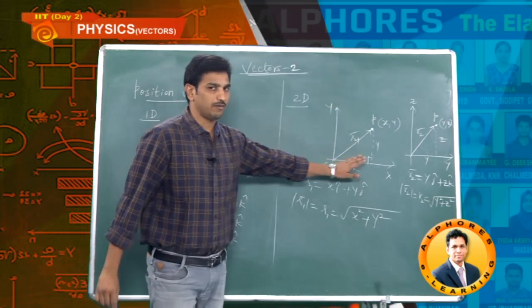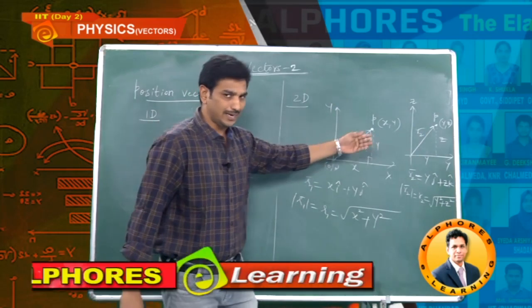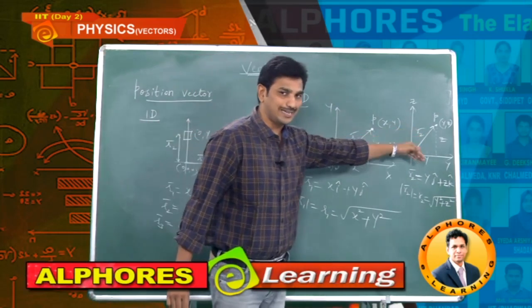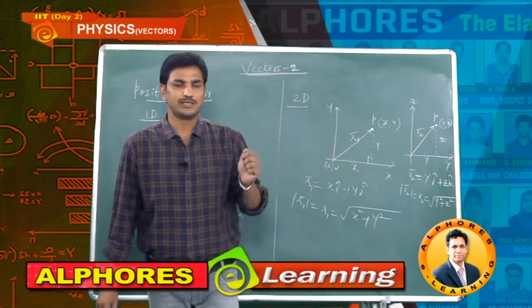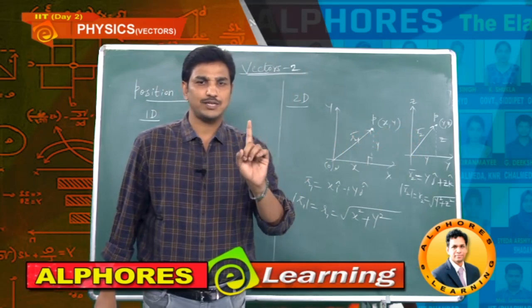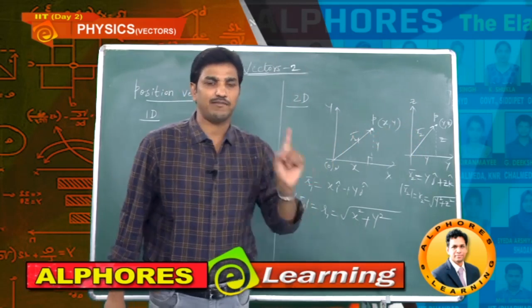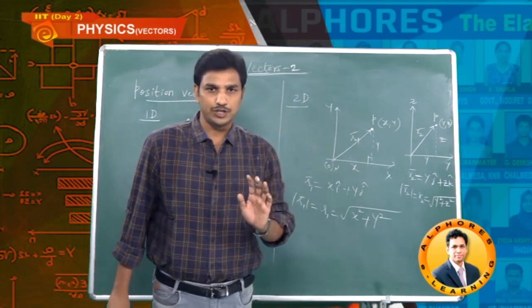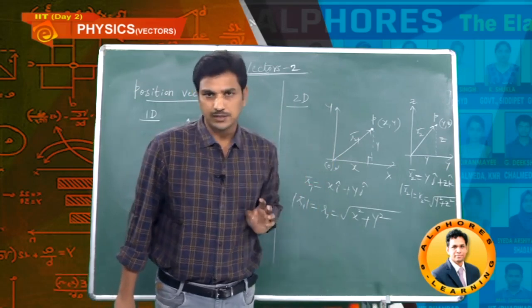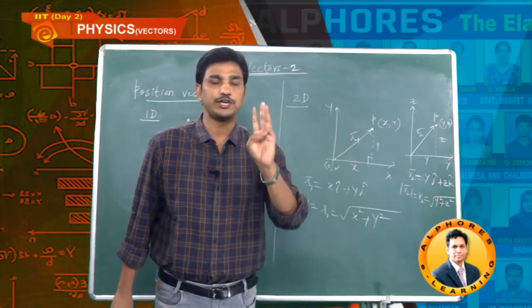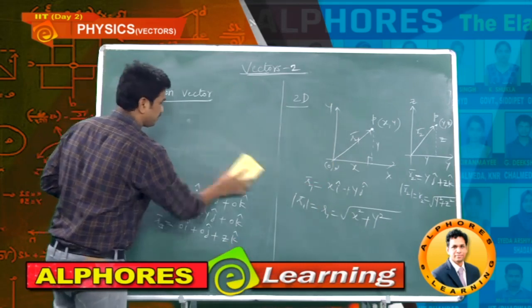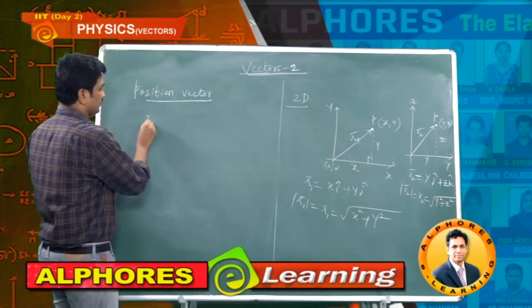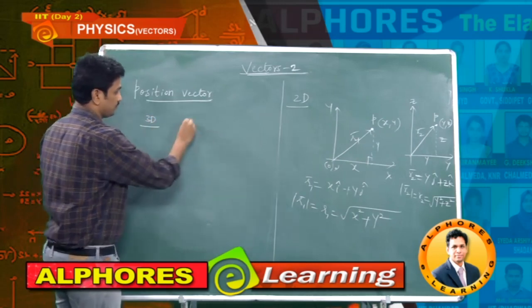So here I have given one more example to give you more clarity about two-dimensional position vector. Simple, don't think more about it. One-dimensional position vector has one component, two-dimensional position vector has two components, three-dimensional vector has three components. That's it. I will go for 3D.